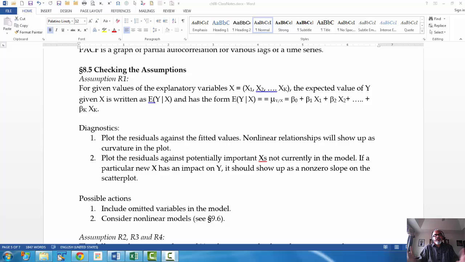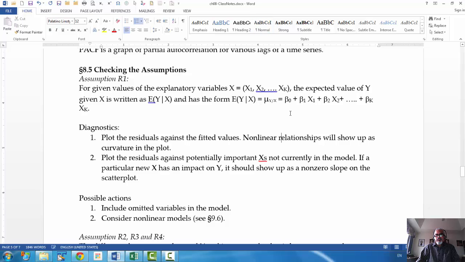So let's start with the first one, which is what is called the model assumption, which means that the mean of y given x is this function, the regression equation. The mean of y is a linear function. So that's what we are saying. So how do we test whether this assumption is true or not?